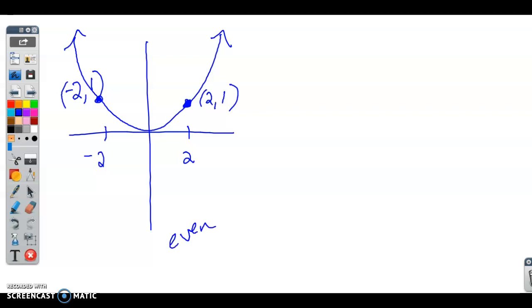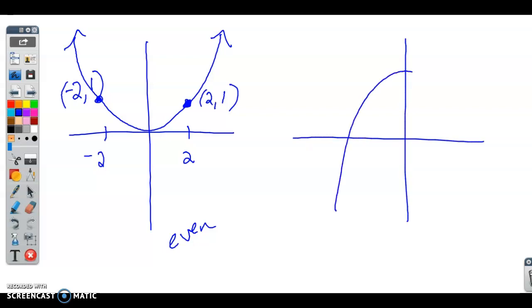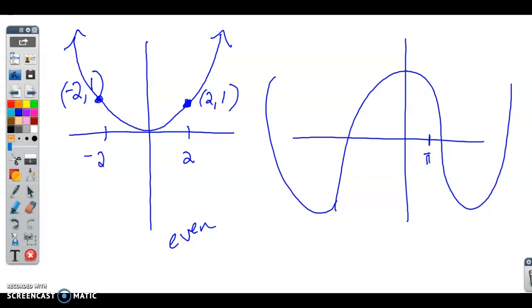And we don't know this yet, but the cosine graph looks like this. So it's even. Oh, that's a terrible example, but you get my point here. If you've got some value here to the left and right of your origin, you're going to have the same y value. Okay, so that's for even functions.